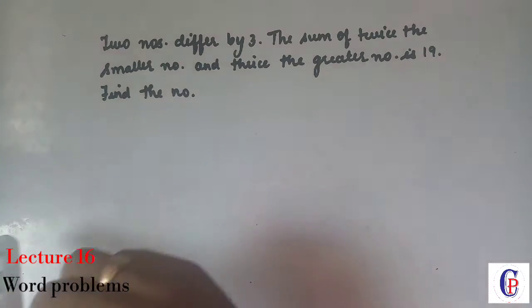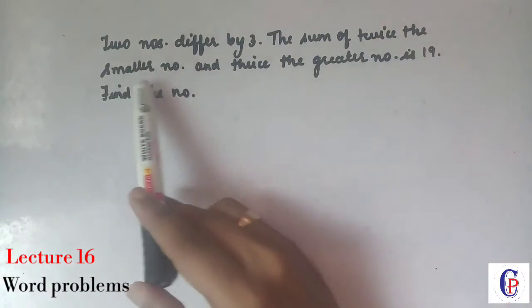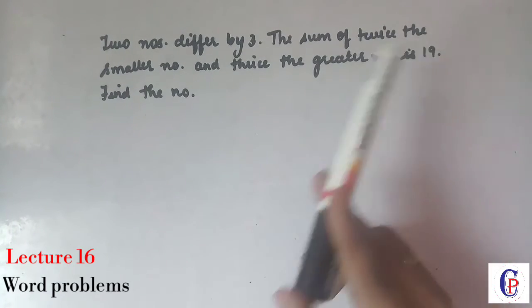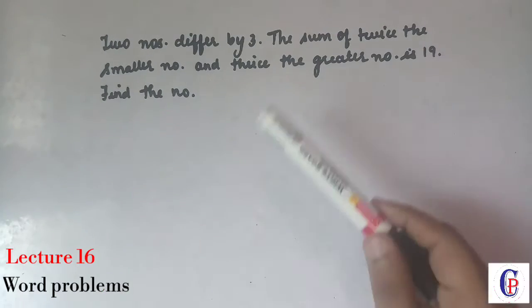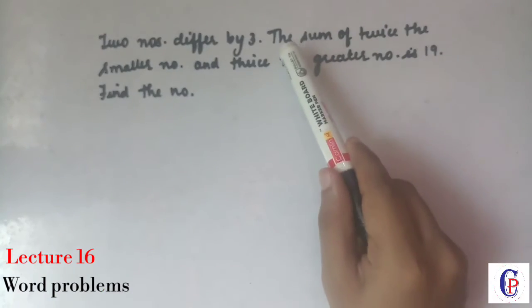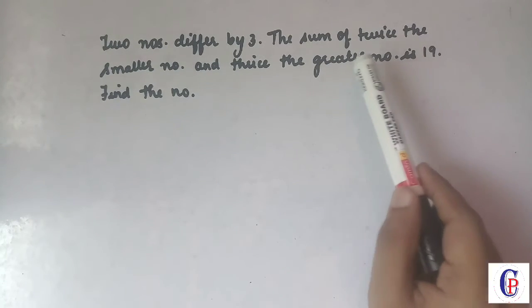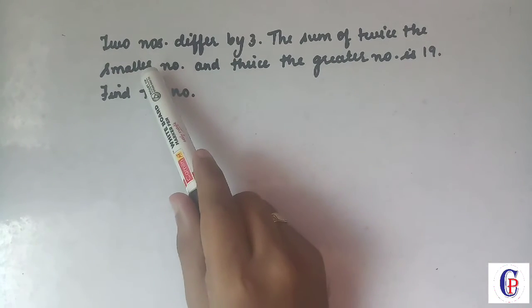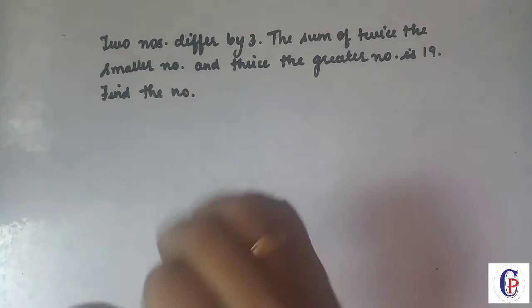So the first problem that we have is: two numbers differ by 3. The sum of twice the smaller number and thrice the greater number is 19. Find the numbers. So you can see here in this question, this is the first condition, this is the second condition. In the question we can see that there are two numbers, the smaller number and the greater number, and we do not know which is the smaller number and greater number.